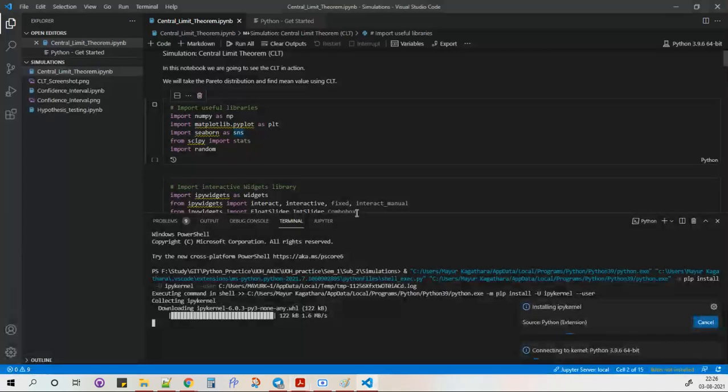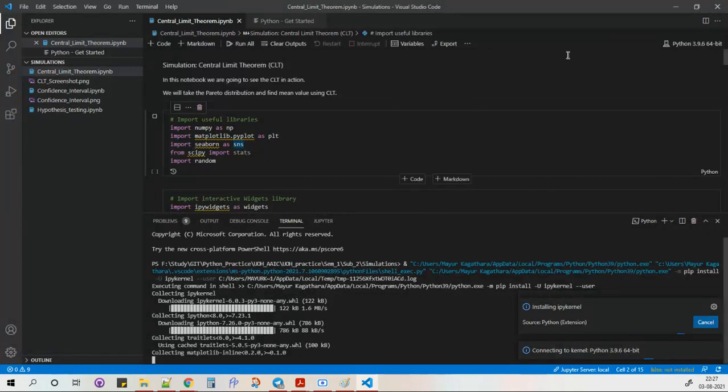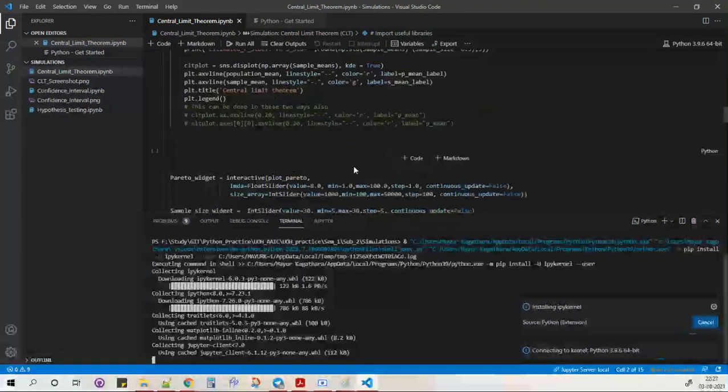I was just trying to open this thing, but I don't know why it is taking so much time. It's the first time I'm running VS Code on this system.